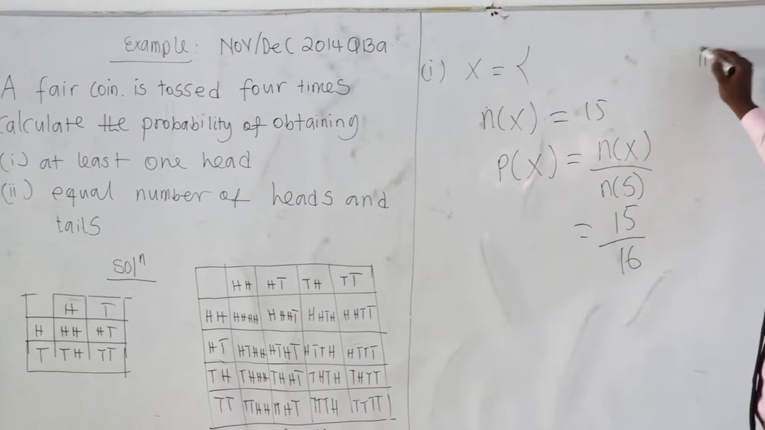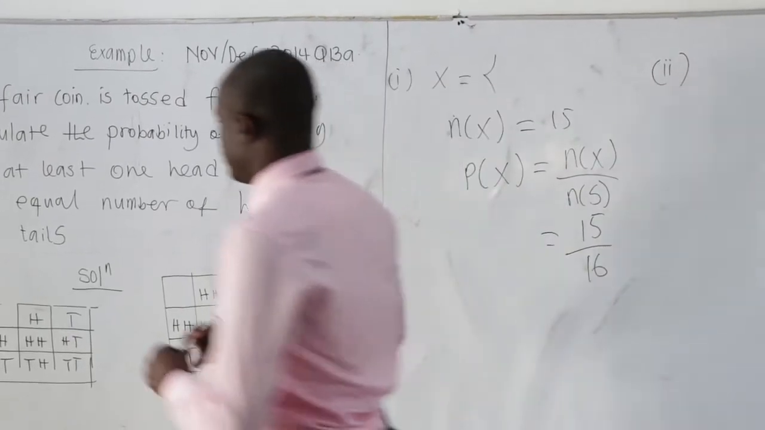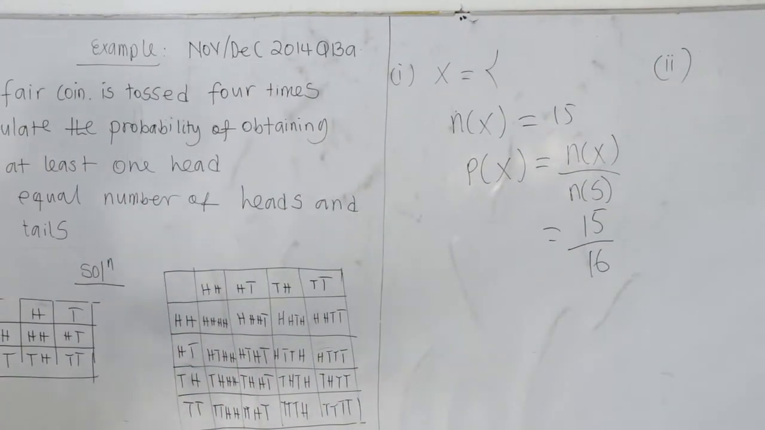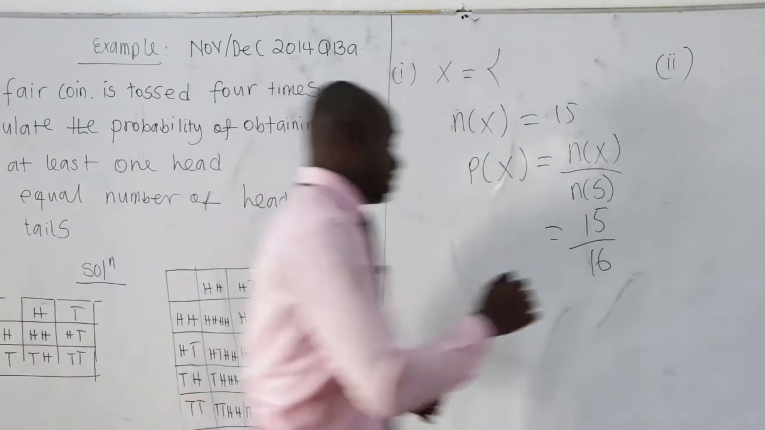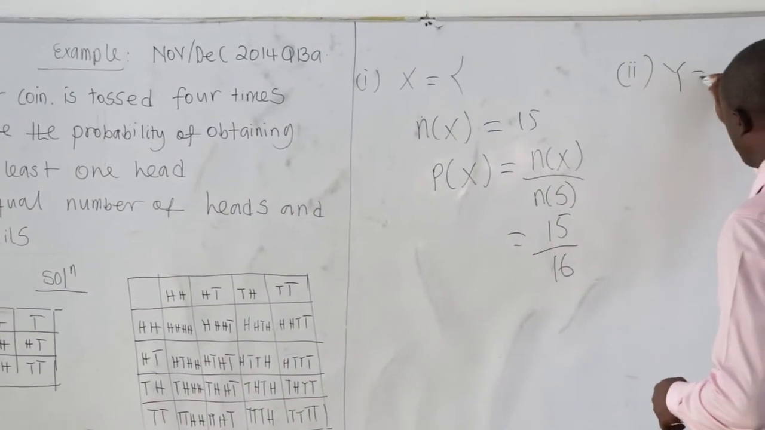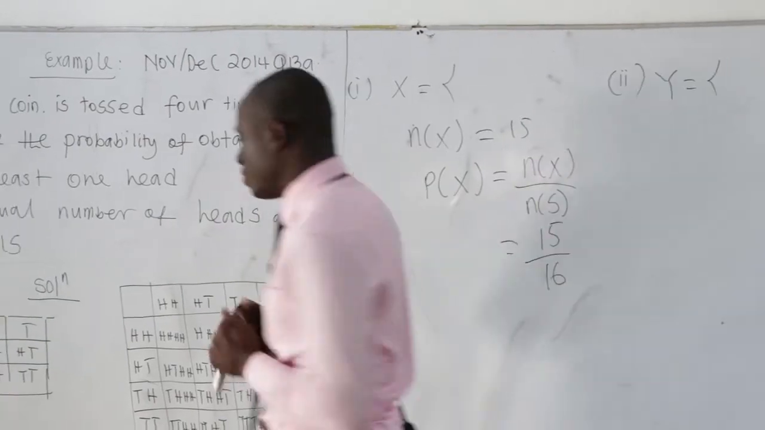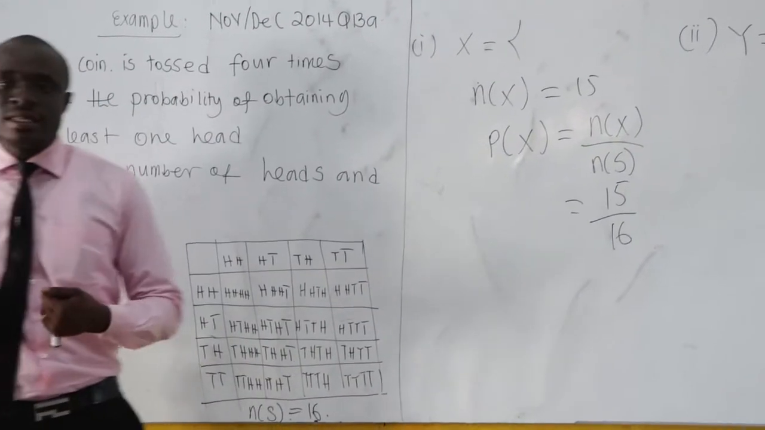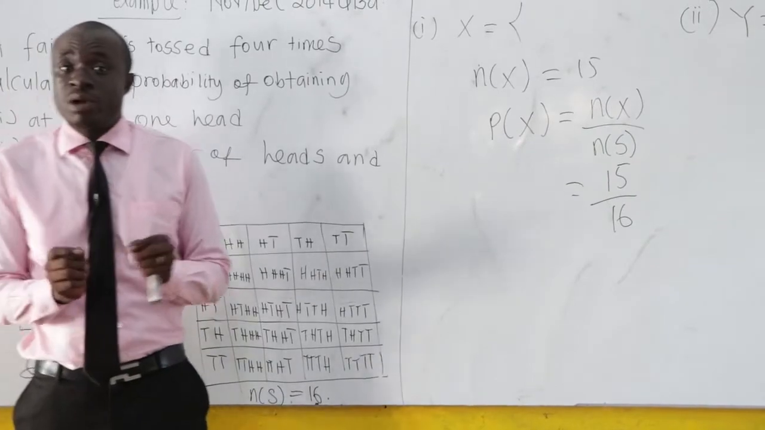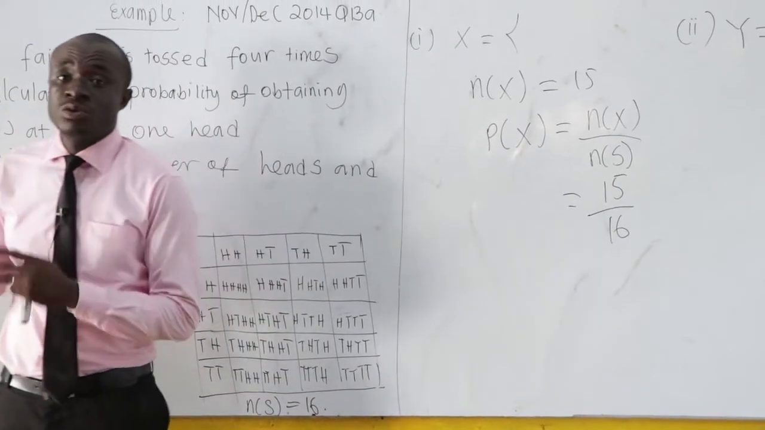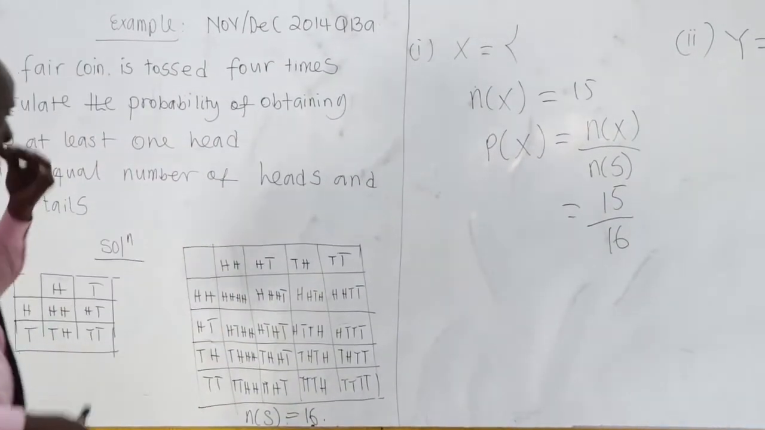Now let's see the second one. The second one says equal number of heads and tails. Let's suppose that Y is that particular event. It is telling us that we should get probably 2 heads and then 2 tails. Equal number of heads and equal number of tails.